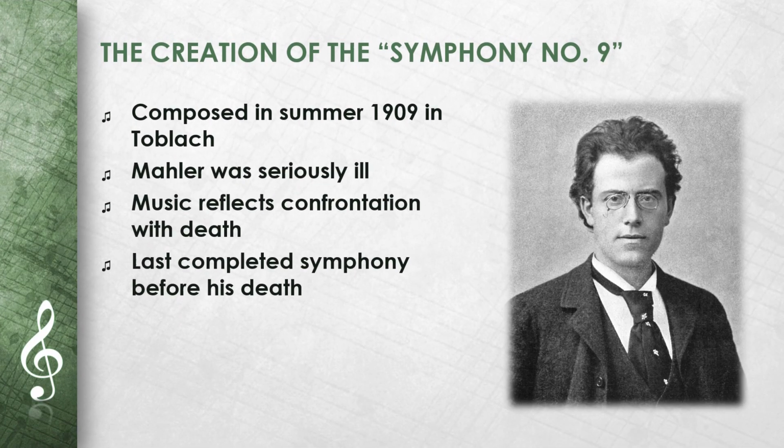Mahler wrote the Symphony No. 9 in the summer of 1909 in Toblach, South Tyrol. At that time, he was already seriously ill. The music reflects his confrontation with death. Mahler knew that he would not live much longer, and this awareness strongly influenced the mood of the symphony. It was the last completed symphony before he died in 1911.